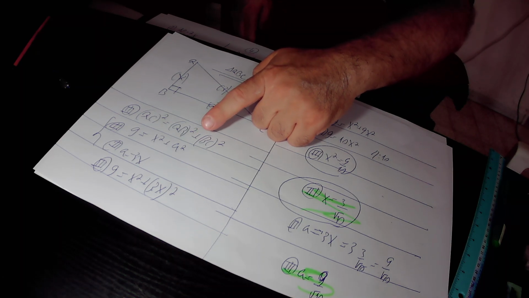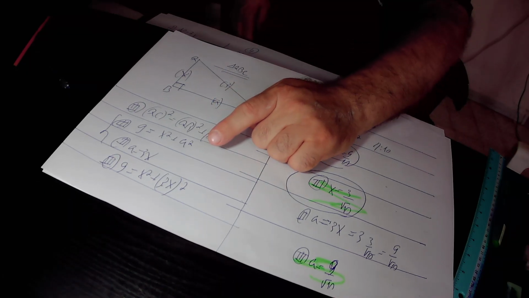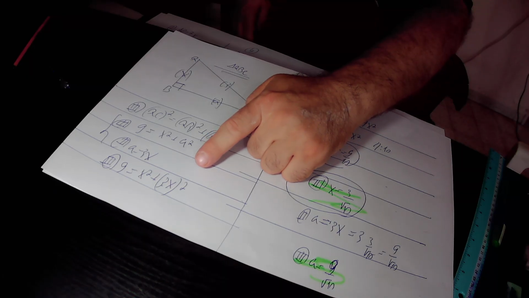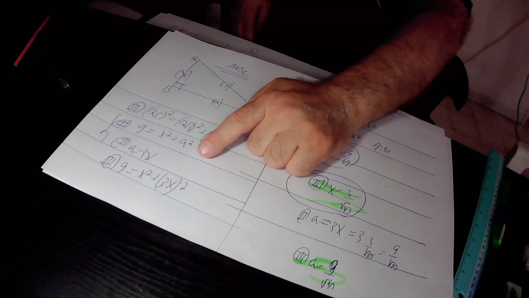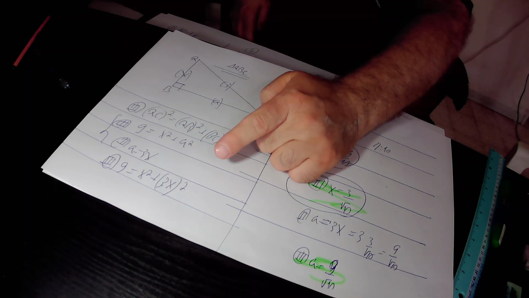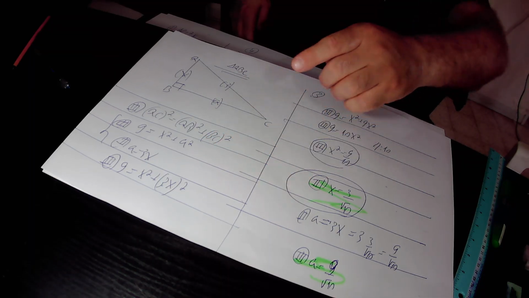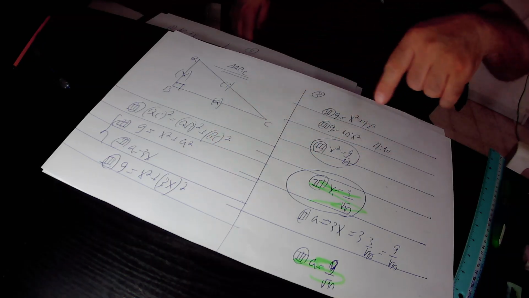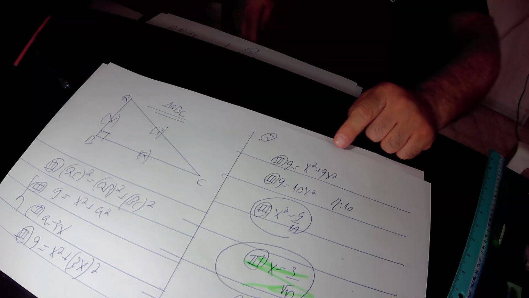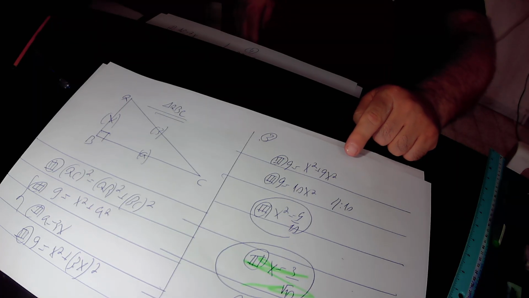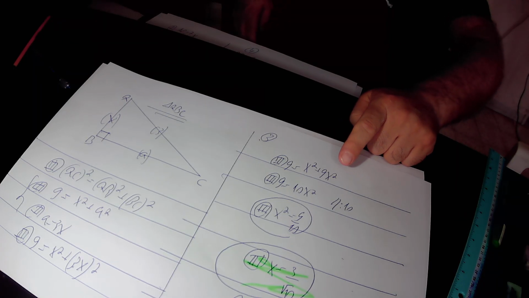So we can substitute a squared in equation 3 by 3x squared from equation 2. We did it, and we found that 9 equals x squared plus 3x squared. 3x squared is 9x squared, so 9 equals x squared plus 9x squared. X squared plus 9x squared is 10x squared, so in total, according to equation 3, 9 equals 10x squared.